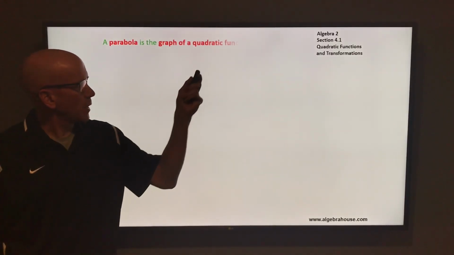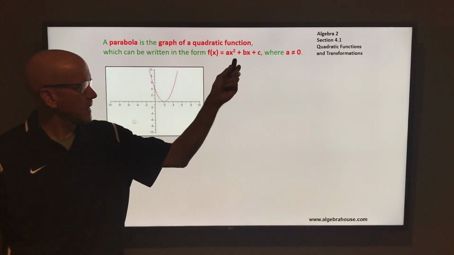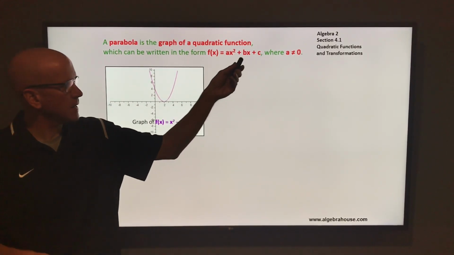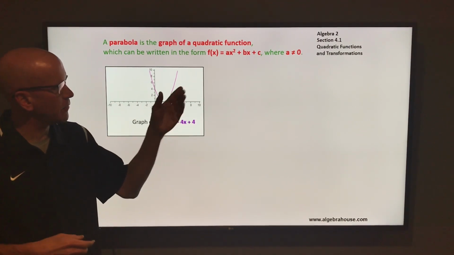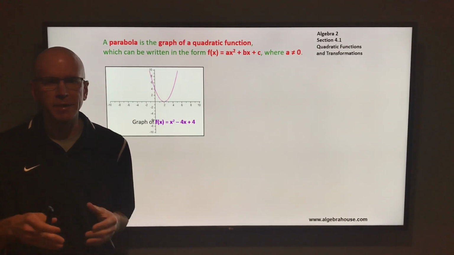A parabola is the graph of a quadratic function, which can be written in the form of f of x equals ax squared plus bx plus c, where a is not equal to 0. Now the a, b, and c, those would be numbers. For example, it might be f of x equals 3x squared plus 4x plus 5, or g of x equals that, or y equals that.